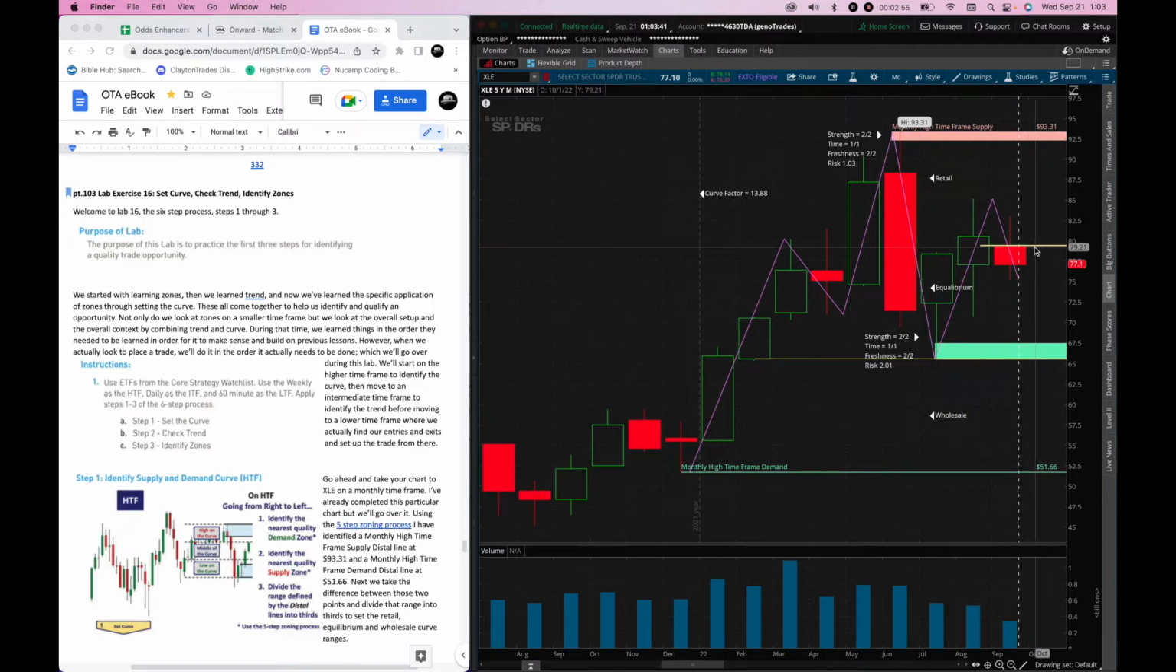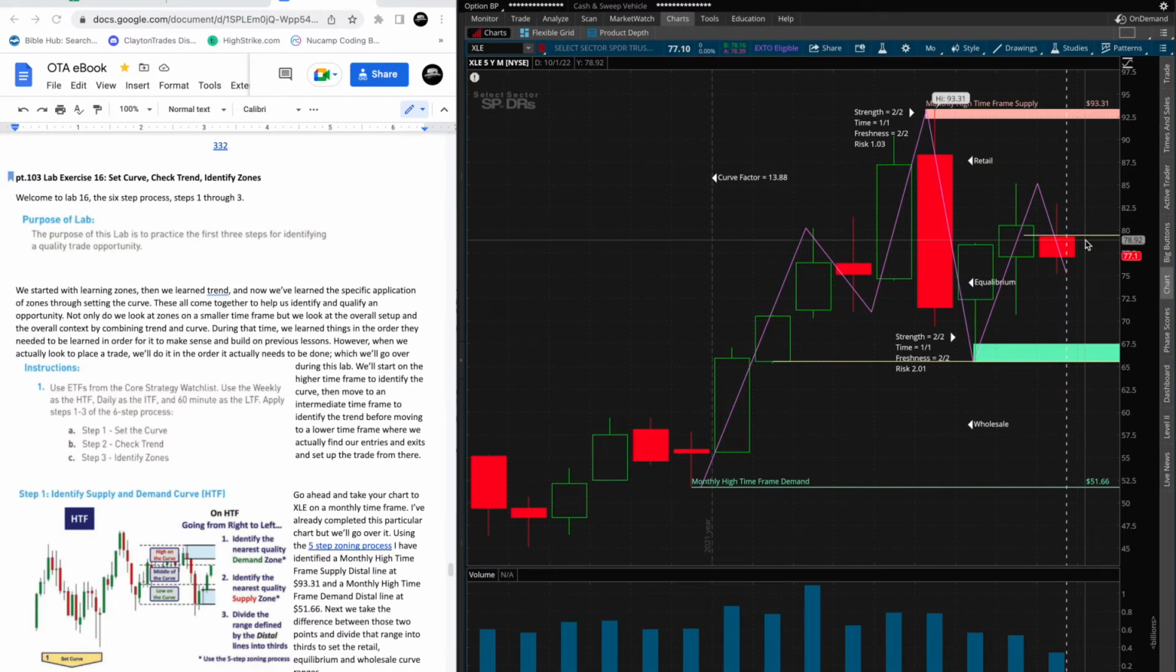Okay, so now going back to current price, we're going to go down and left, this time looking for a monthly high time frame demand distal line, which we've identified at the bottom of the screen. So from current price, we come down and left, not cutting through any candles. And we have a typical demand zone formation here. This candle opens here at $58.04.